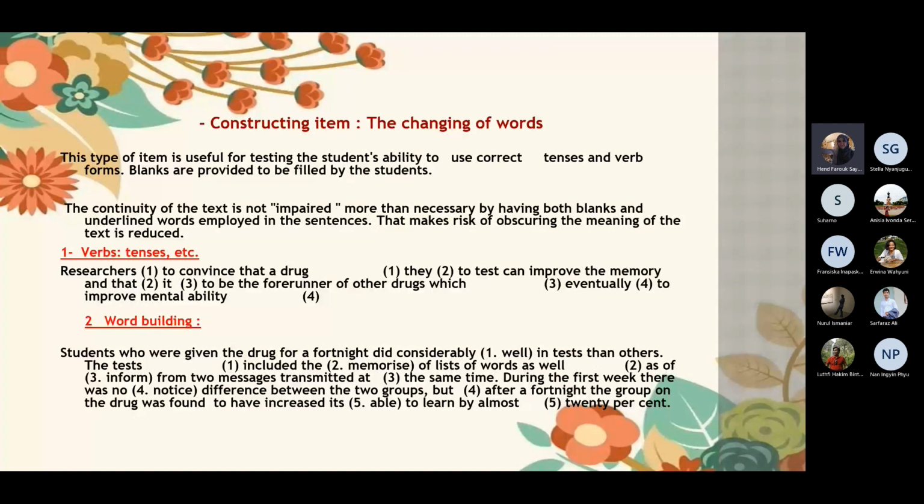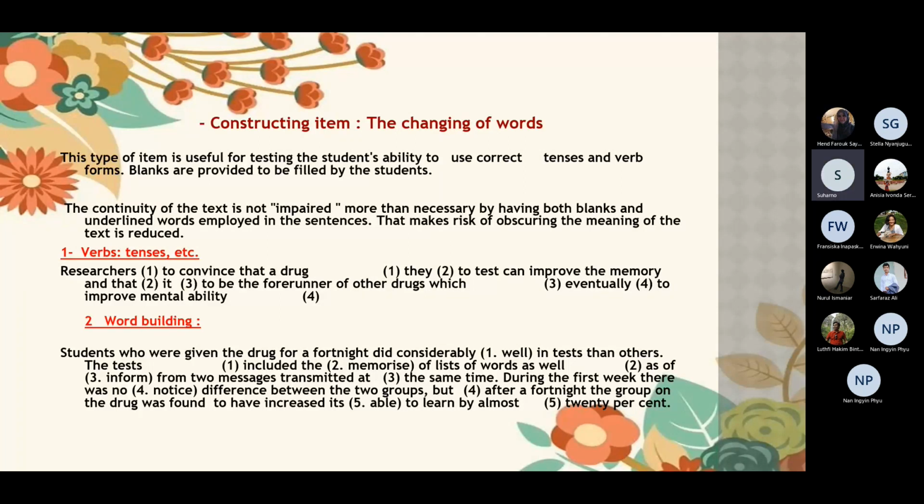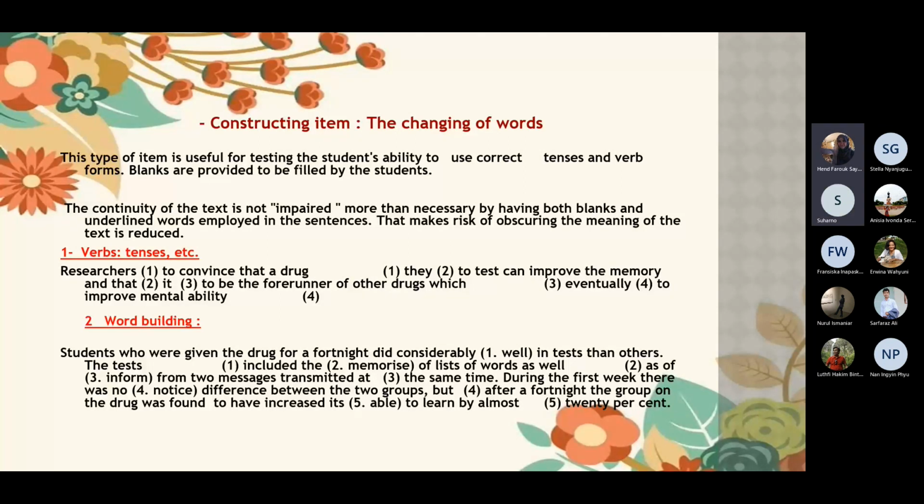So, for example, the first point is about verbs, how to test that they can use verbs accurately. Researchers to convince that a drug, then we are supposed to add blanks. Let me think about it. Researchers are convinced that a drug they tested can improve memory. And that it is to be the forerunner of other drugs, which will eventually... I didn't think about the solution yesterday. But anyway, maybe this is good practice for all of you.